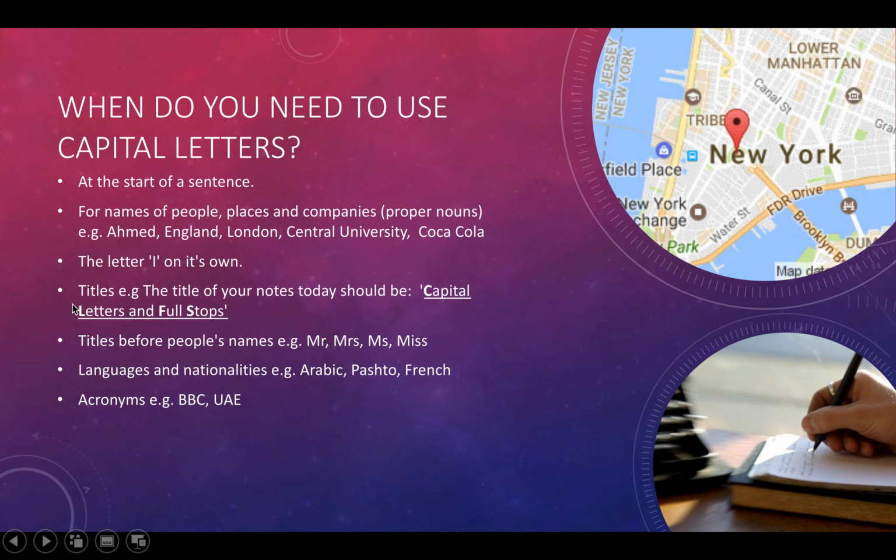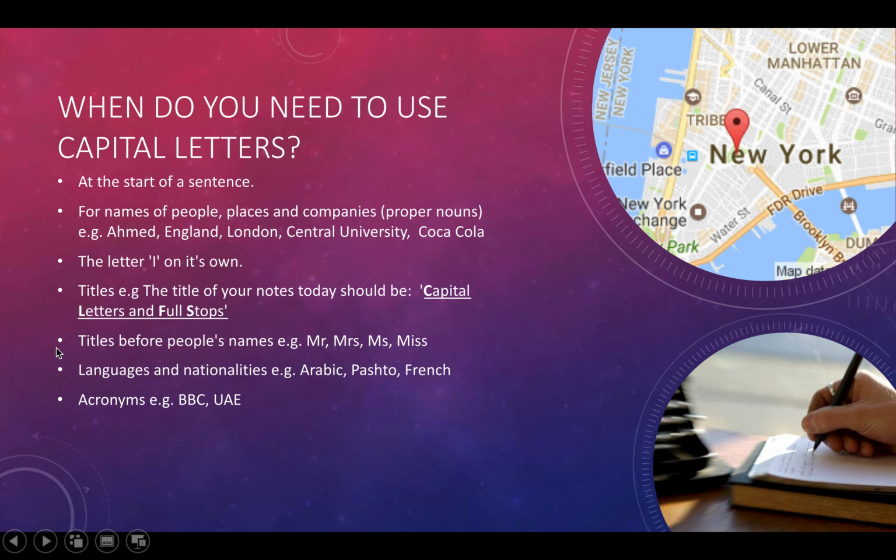Another reason is for titles. So when you write a title on your work, for example, if you're writing some notes today while you're watching, you could write the title as capital letters and full stops. And there, all the main words need capital letters. So as you can see, all the main words have capital letters, but the and or any small joining words, they do not need capital letters.